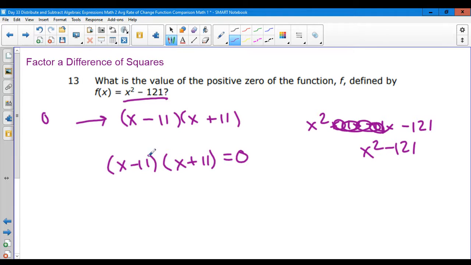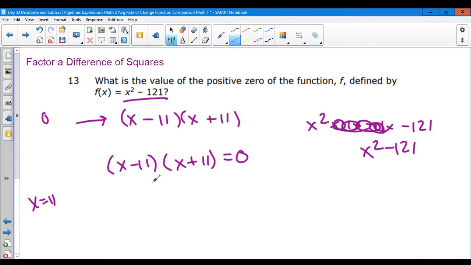So to make this equal 0, x would have to be positive 11. 11 minus 11 would be 0. So if I put in x equals 11, it would work because 11 minus 11 is 0 times 22, which would equal 0.